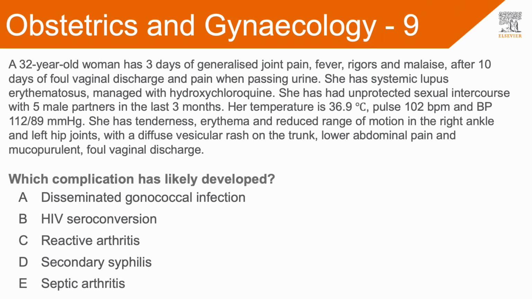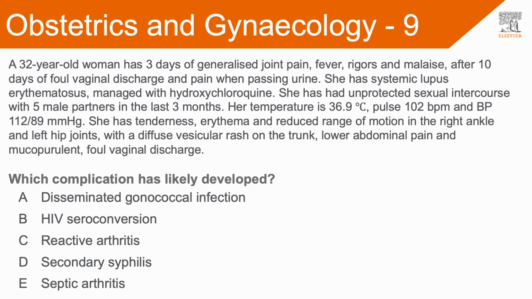Question 9. A 32-year-old woman has 3 days of generalised joint pain, fever, rigors and malaise, after 10 days of foul vaginal discharge and pain when passing urine. She has systemic lupus erythematosus, managed with hydroxychloroquine. She has had unprotected sexual intercourse with 5 male partners in the last 3 months. Her temperature is 36.9 degrees C, pulse 102 beats per minute, and blood pressure 112 over 89 millimeters of mercury.